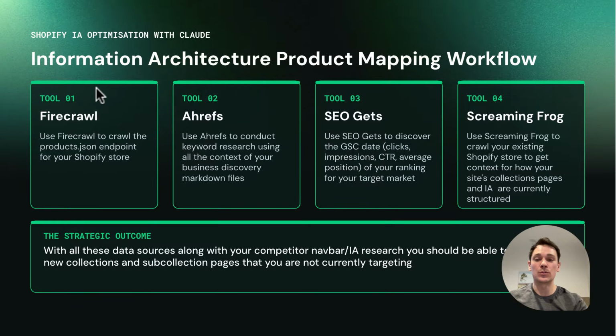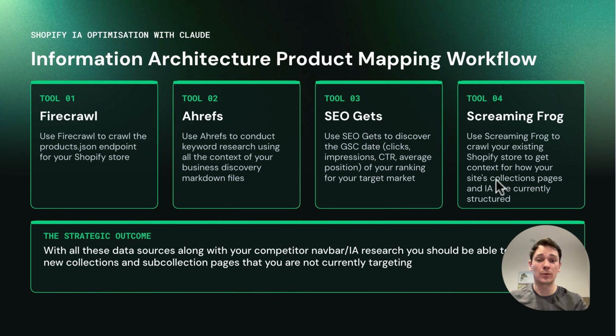So this is how we're going to use all those tools. Basically, Firecrawl, we'll use it to crawl the products.json endpoint and get all of your Shopify inventory. We'll use Ahrefs to use those skills like keyword research to find new opportunities based on the context of the product inventory. We can also layer in the context of your historical performance with GSC through SEO Gets, just make sure to segment it for your target market, whether that's US, UK, or Australia.